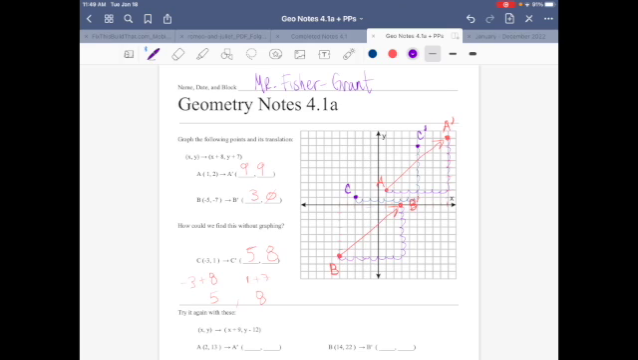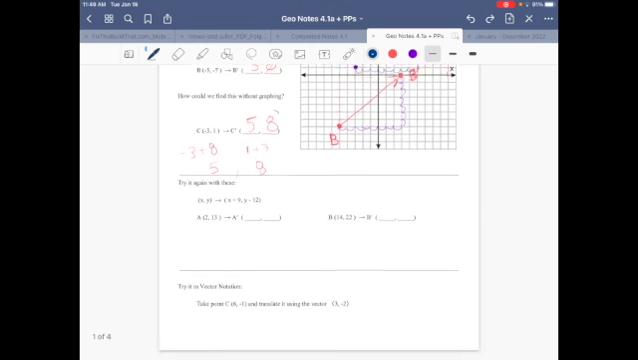So, did we get it right? What are the coordinates of C prime? C prime is at 1, 2, 3, 4, 5, 1, 2, 3, 4, 5, 6, 7, 8. So that's at 5, 8, which is exactly what we got when we calculated it down here. So our method works. So let's try it here with these 2 points.